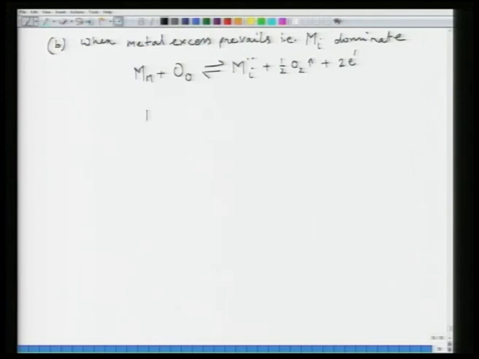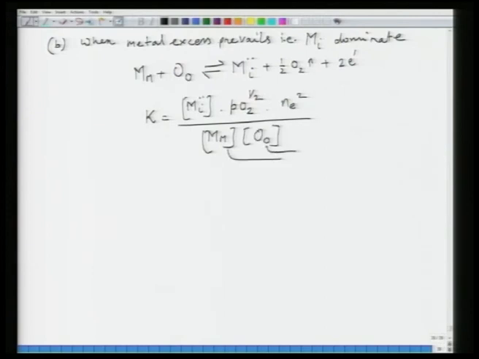So the equilibrium constant for this reaction, K, is equal to Mi into PO to the power half into Ne square divided by Mm concentration into Oo. Assume that these are equal to 1. So K is, and also, to maintain the charge neutrality, you have Ne equal to 2 times Mi.